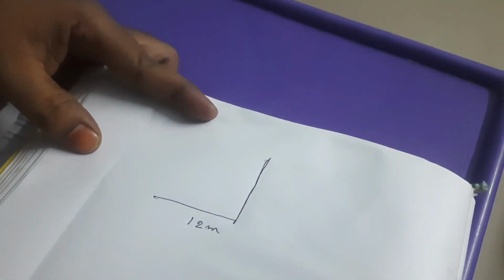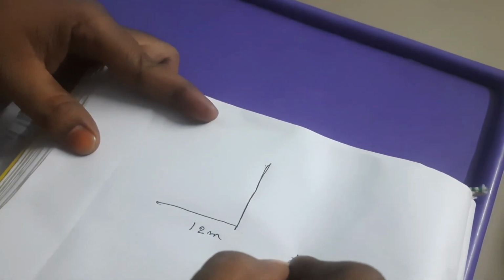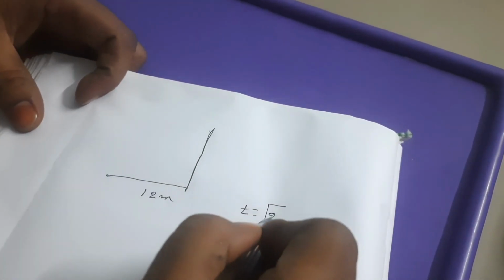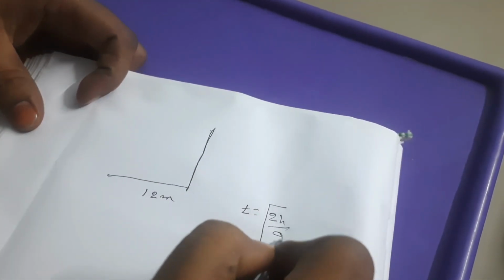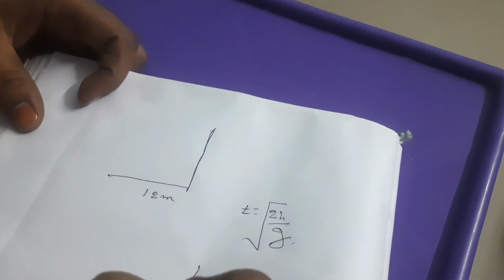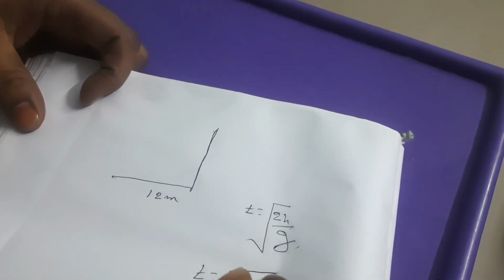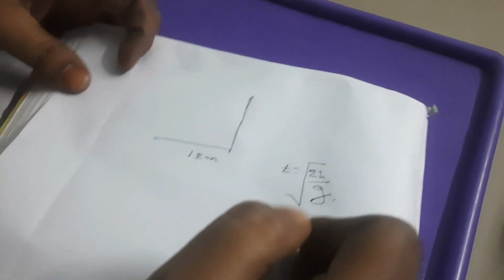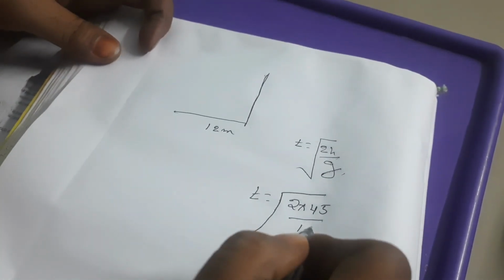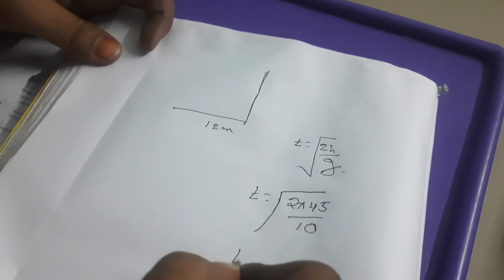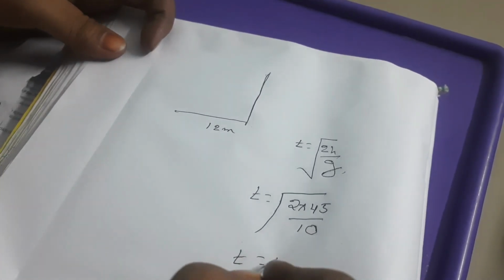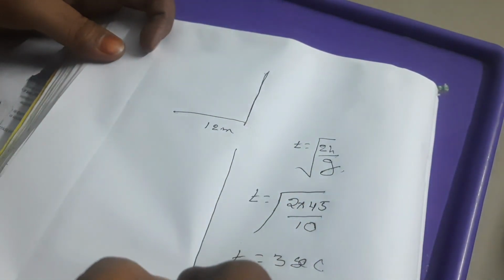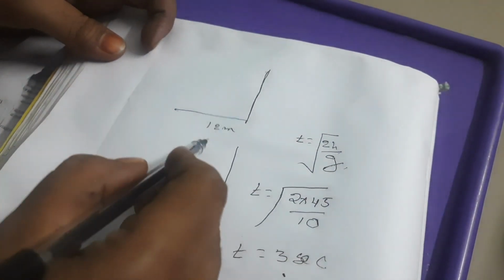How much time will it take to reach the ground? The direct formula is T equals under root 2h by g. So here h is 45, so you can get the time: 2 into 45 by 10. After simplification, 90 by 10, under root 9, is 3 seconds. Clearly, the time it will take is 3 seconds.